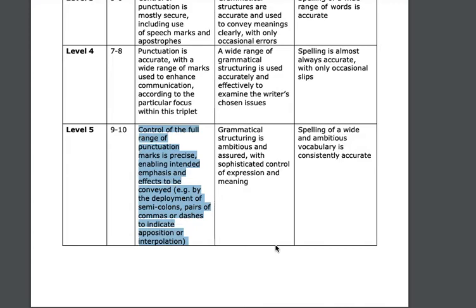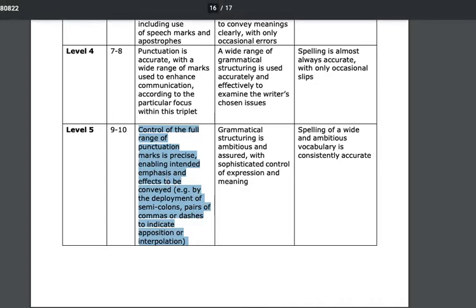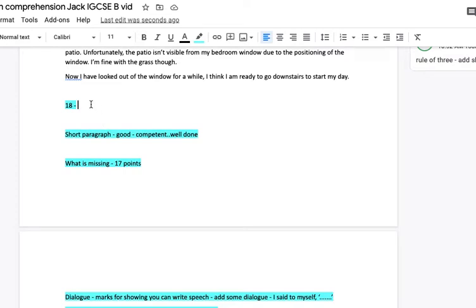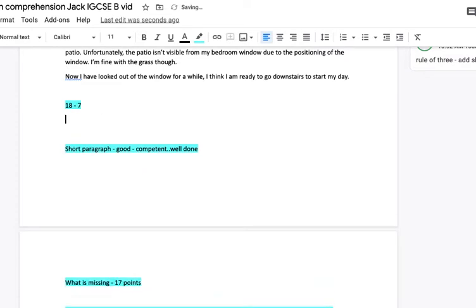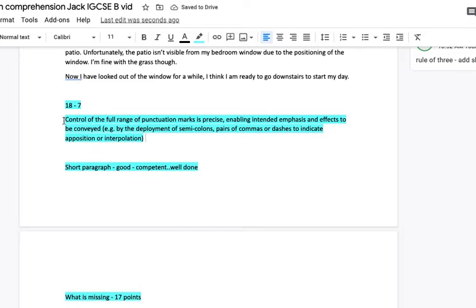Grammatical structure is ambitious, assured with sophisticated control. Spelling of a wide and ambitious vocabulary is consistently accurate. So I'm going to give you 7 marks. But what you want to do, you want to get into this range because it actually affects the whole understanding. Because the punctuation and grammar and structuring actually affects your other mark as well. Because it's not really a science, is it? So 7. So if I put that there, this is what we're aiming for.